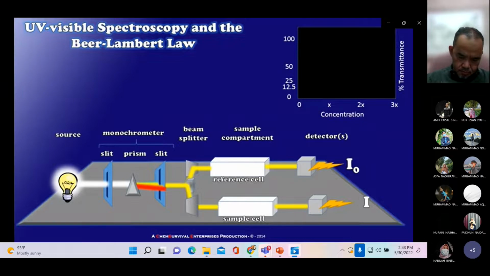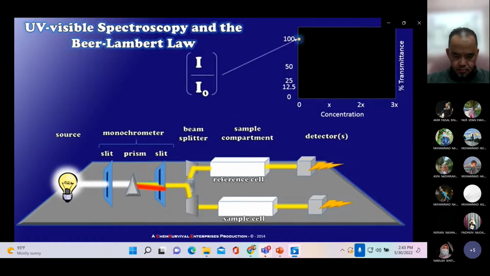So if I were to consider the ratio of the intensity leaving the sample cell to that leaving the reference cell, I see that the transmittance of my sample cell is 100% that of the reference. So I'm going to plot that here at 0 concentration, 100% transmittance.